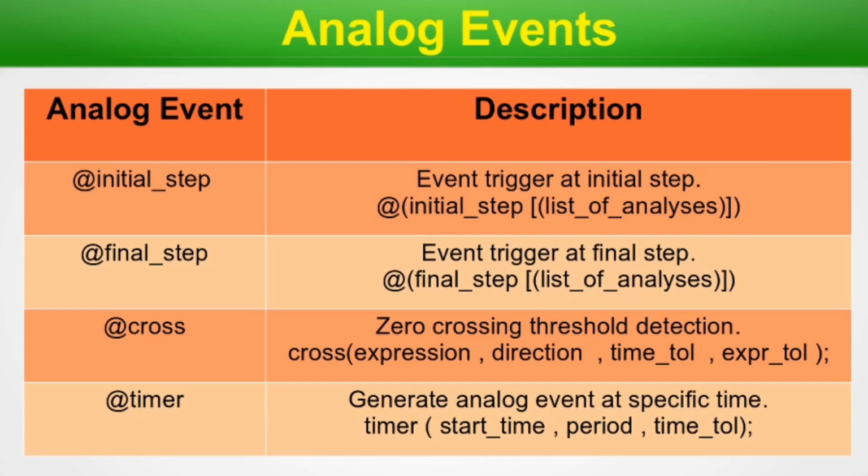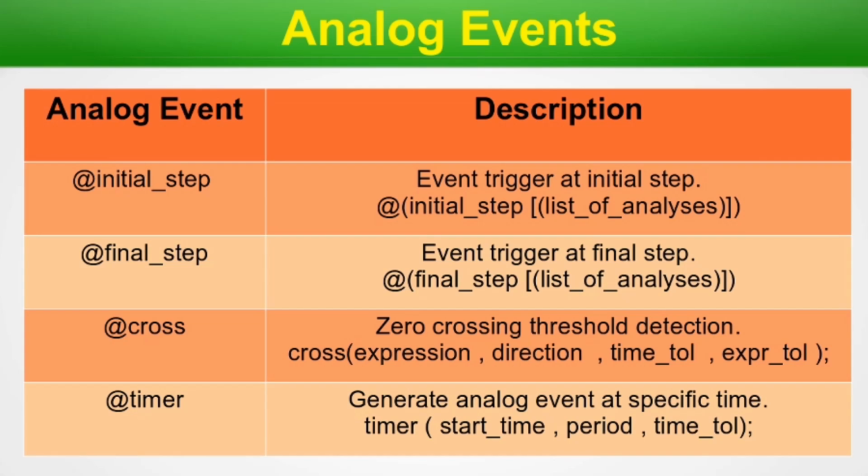So I'll come to the type of analysis. It's like DC, AC, transient, all those stuffs, or noise. The final step is event triggering at the final step and the syntax is @ final step and the analysis type. Then comes the cross, zero crossing threshold detection. So we are saying about a particular threshold line. Pictorially, I'll exemplify it later. So this will be the syntax cross, then expression, direction, time tolerance, then expression tolerance. Then the timer, to generate an analog event at a specific time. The expression is like timer, then the start time, then the period and the timing tolerance.